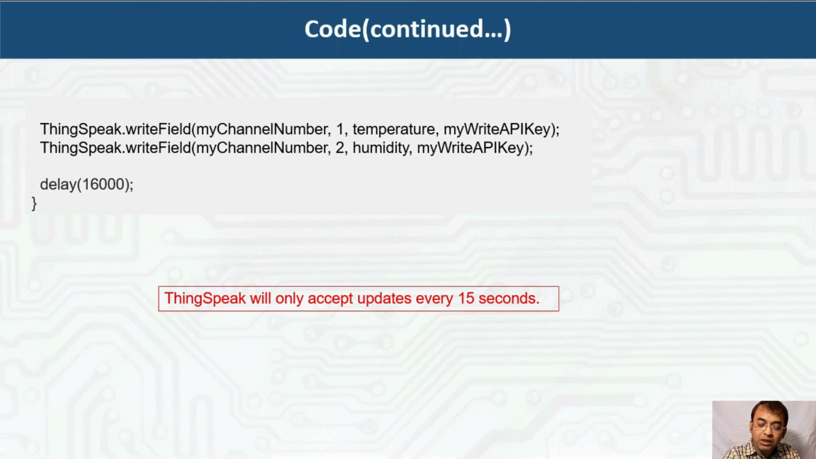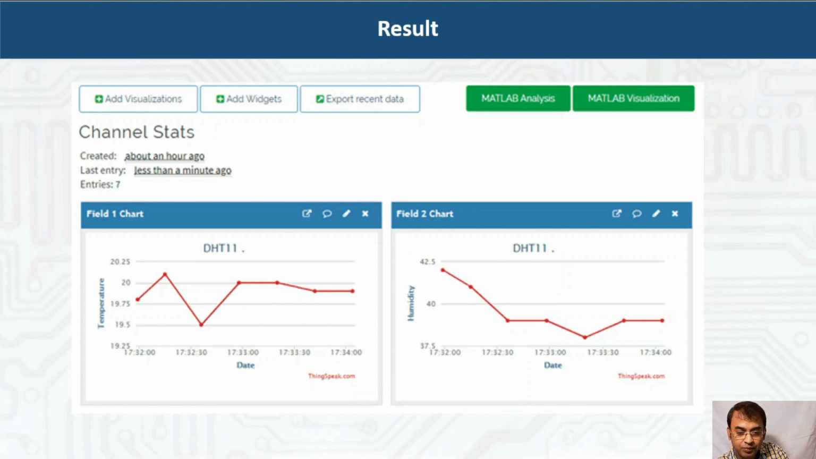And this is the two functions. These are the two functions that will actually connect your cloud, that is ThingSpeak cloud, and your NodeMCU. So ThingSpeak.writeField, my channel number, that is the channel number of this channel. The field number one is the temperature, and the write API key, guys. And I just have inserted one delay for 16,000 milliseconds. The ThingSpeak will only accept updates every 15 seconds. So this is a snapshot I'll show you, please.